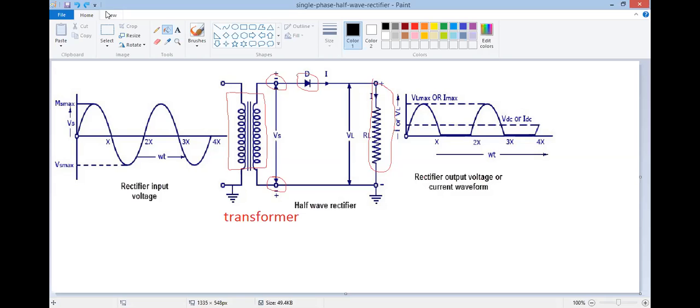Getting? So here we have to just remember two things. In forward bias condition, diode is on. In reverse bias condition, diode is off. Forward on, reverse off.